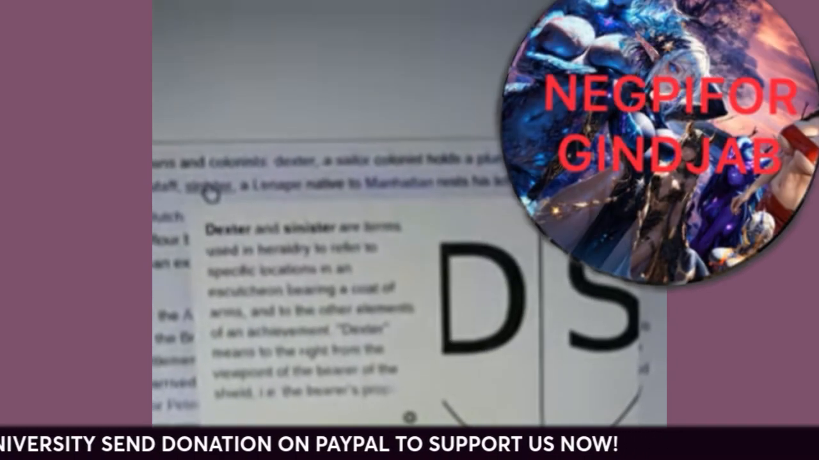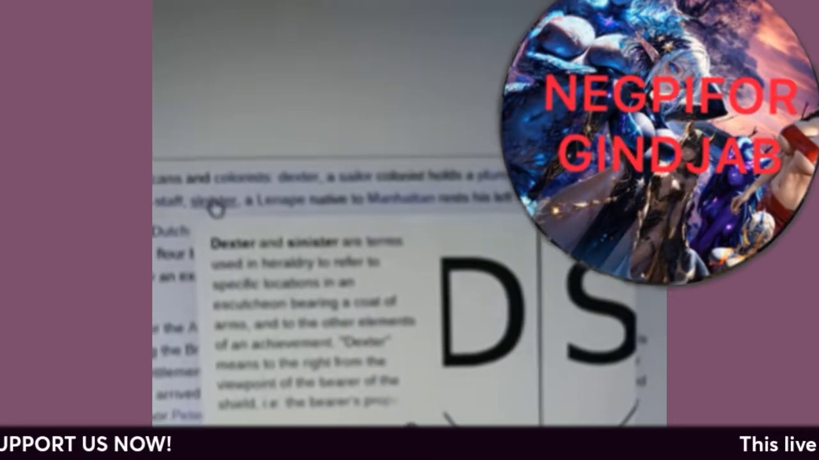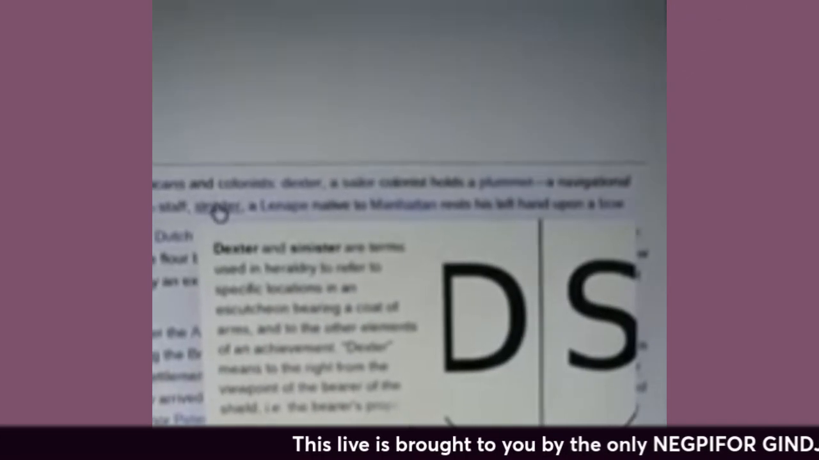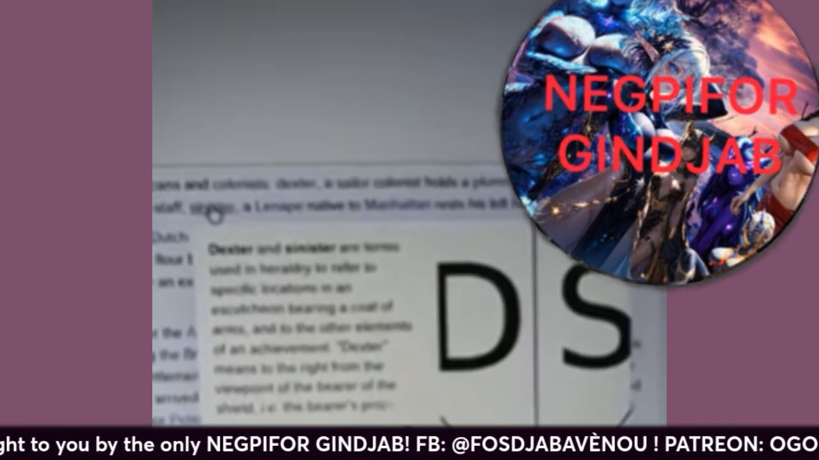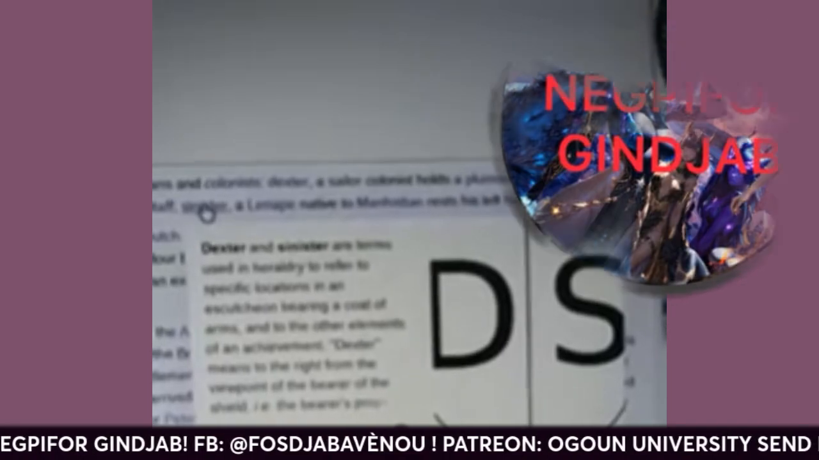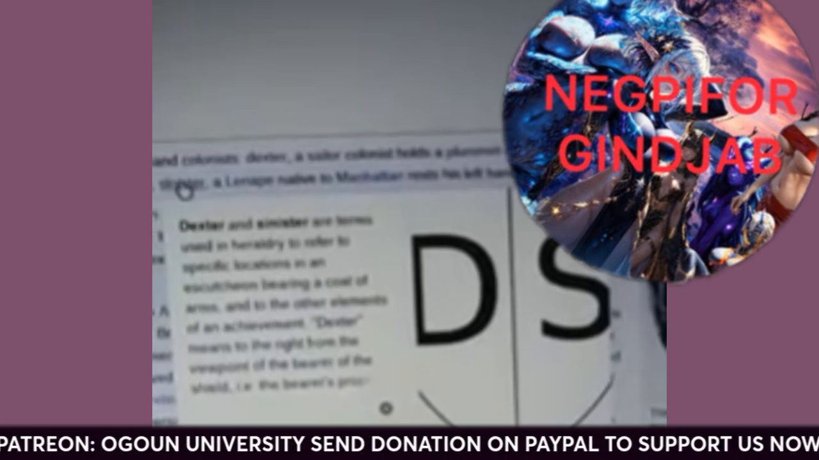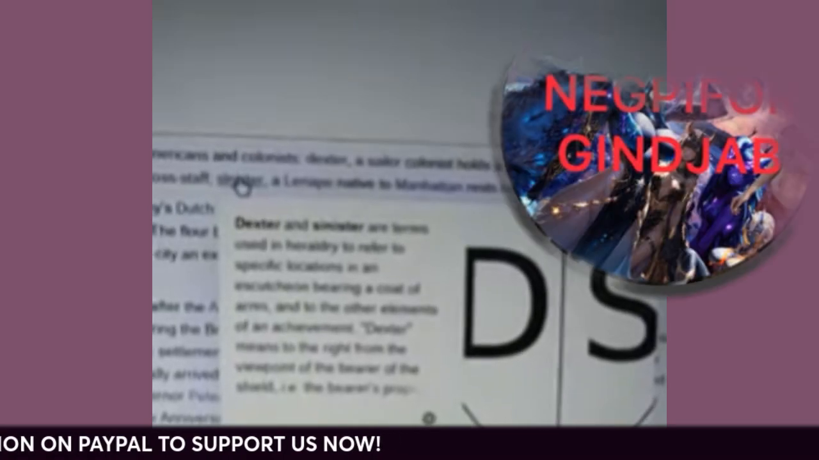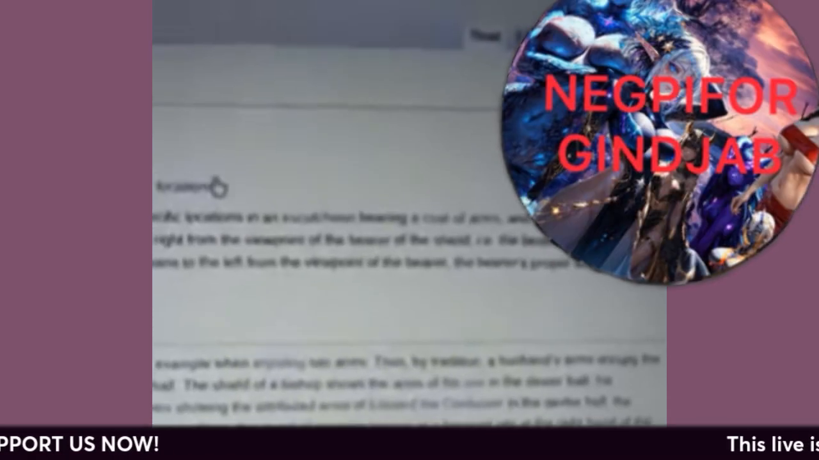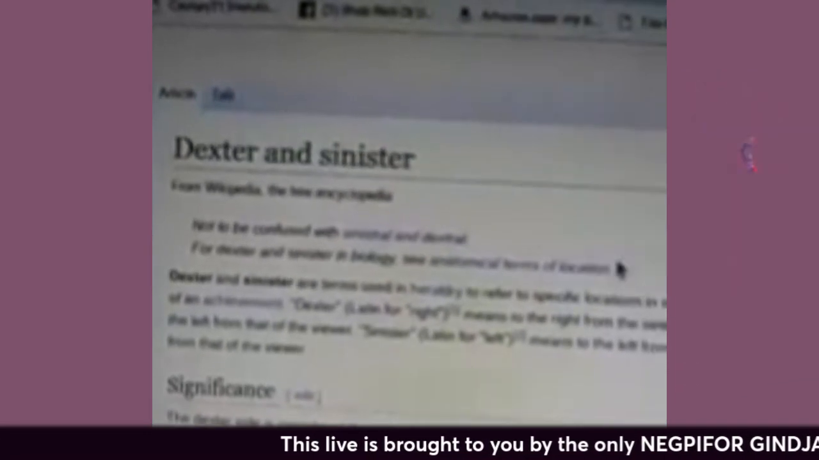Dexter and sinister are terms used in heraldry to refer to specific locations in an escutcheon bearing a coat of arms, and to the other elements of the achievement. Dexter means the right from the viewpoint of the bearer of the shield. So remember I told y'all I had to get King Arthur's sword from behind the shield. That's what we're doing now. So it's the sinister, that Dexter Sinister. Now remember, Dexter was the killer that killed the killers.